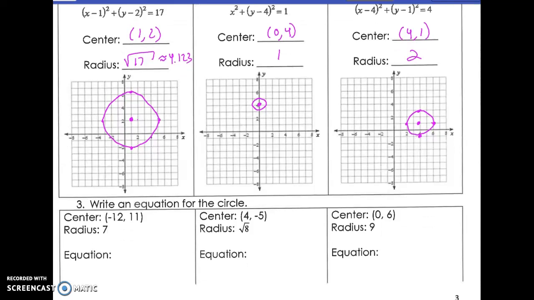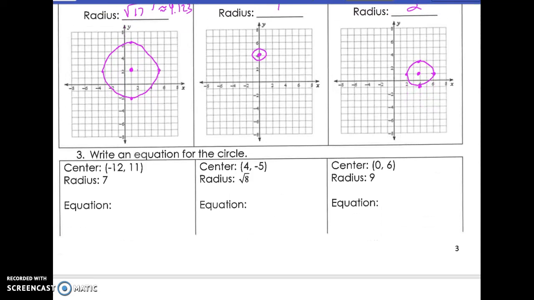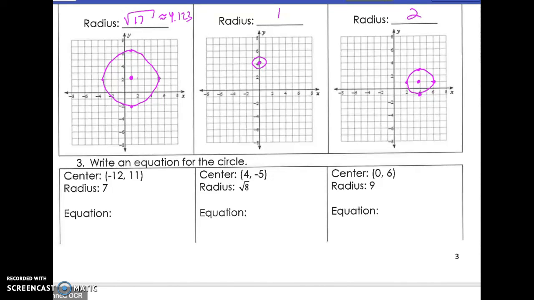Okay, almost done. So the last thing we have to do is write an equation for the given circle information. So we have a center at negative 12, 11 and a radius of 7. That equation would just be (x plus 12) squared plus (y minus 11) squared equals 49, because the 7 is squared.